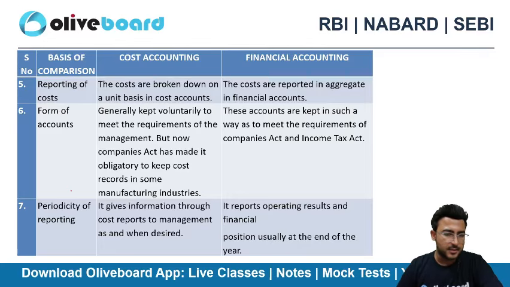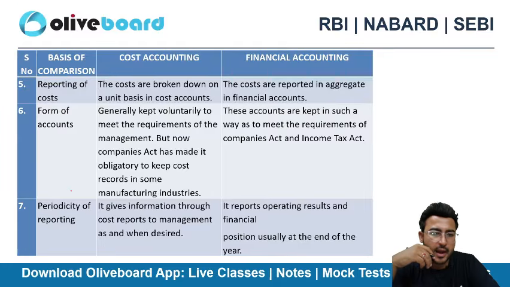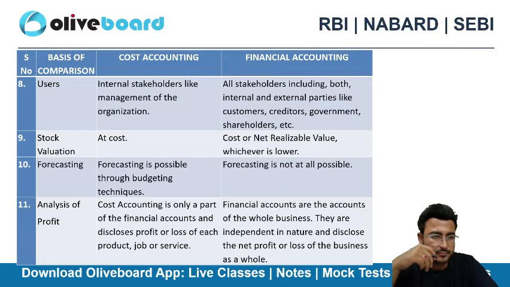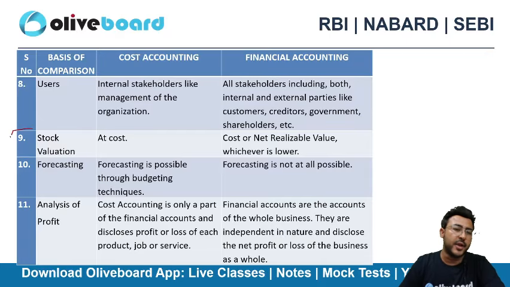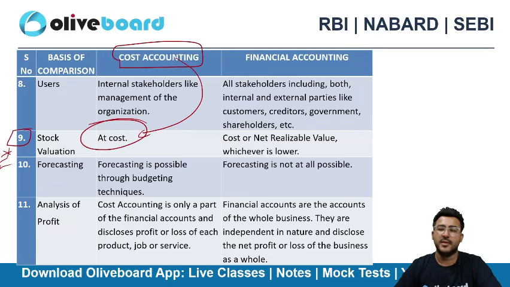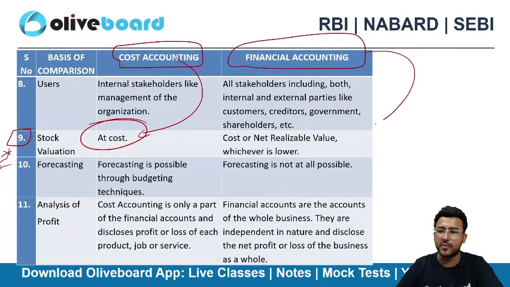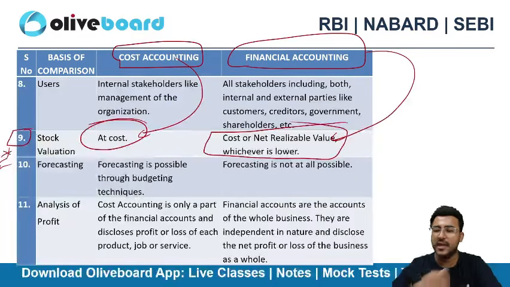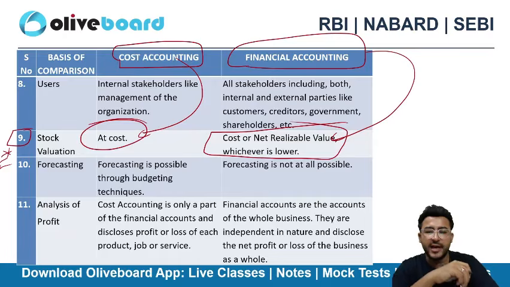Then let's consider the most essential points that have a high chance of coming in the examination. Valuation, very good point. Stock valuation. In cost accounting, we value our stock on the basis of cost. However, in financial accounting, we value our stock based on cost or NRV, whichever is lower. In financial accounting, we follow cost or NRV, whichever is lower.